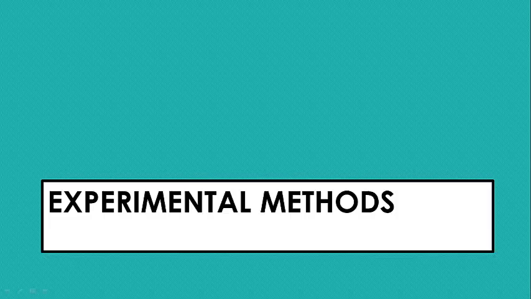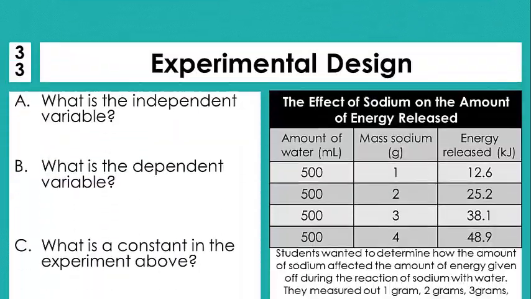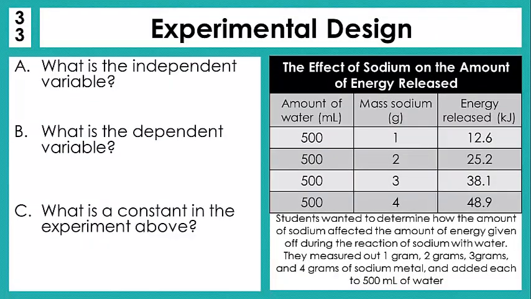The next section is experimental methods. So in number 33, students wanted to determine how the amount of sodium would affect the amount of energy given off during the reaction of sodium with water. They measured out 1 gram, 2 grams, 3 grams, and 4 grams of sodium metal and added each to 500 milliliters of water. The amount of energy given off was then recorded.